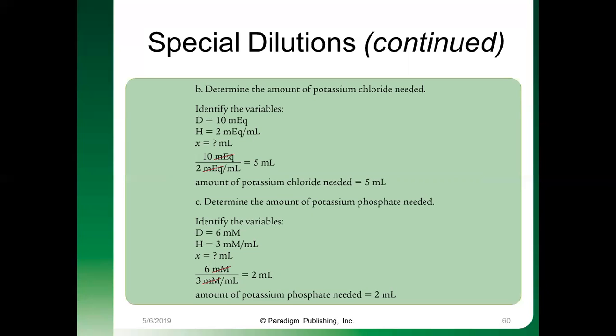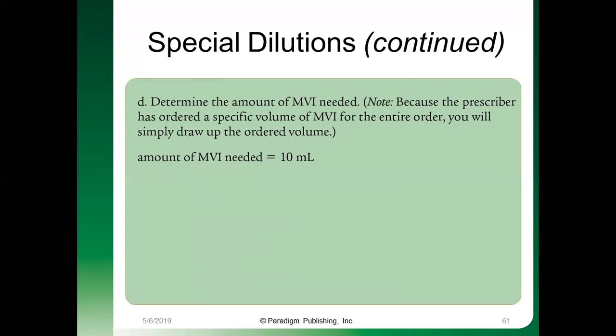Now determine the amount of potassium phosphate. The desired amount is 6 millimoles. Quantity on hand, or the concentration, is 3 millimoles per mL. So 6 divided by 3 is 2 mL. So adding everything together, our last additive is multivitamin, and the total volume is 10 mL for the whole day. So that's what we're going to add to the bag, 10 mL.